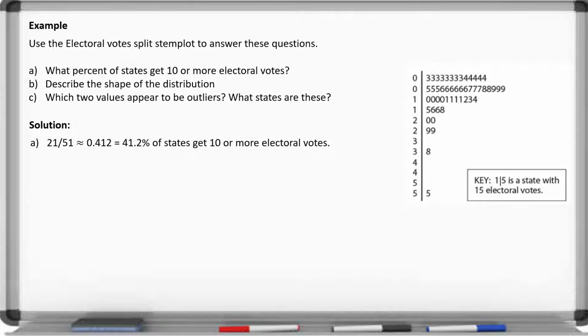Now if you look at the shape of the distribution, it kind of looks skewed right. If you look at this sideways, then you have this kind of shape, which looks skewed to the right. If you look at it sideways like this, then it's skewed right.